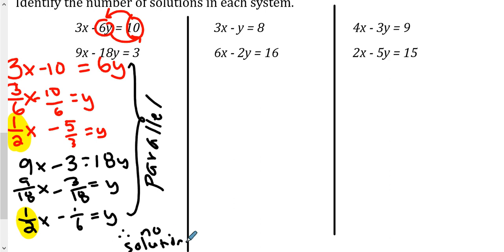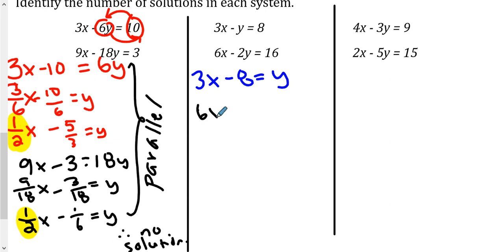If I were to graph these, they would never meet. And even if I were to zoom out forever and ever and ever on my graph, they still would not meet. Let's move to the second one. 3x, I'm going to bring the 8 to the left side, bring the y to the right side, and now the y is already isolated. So that one was pretty easy. Nothing to reduce here, nothing to simplify. Let's look at the next one.